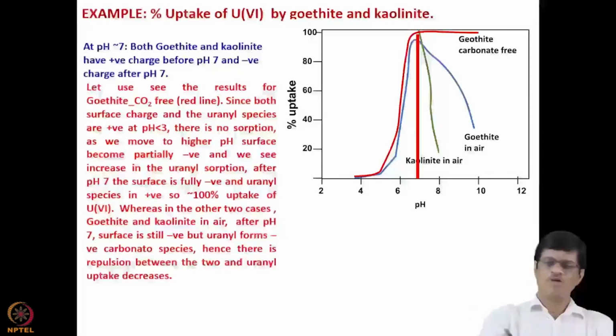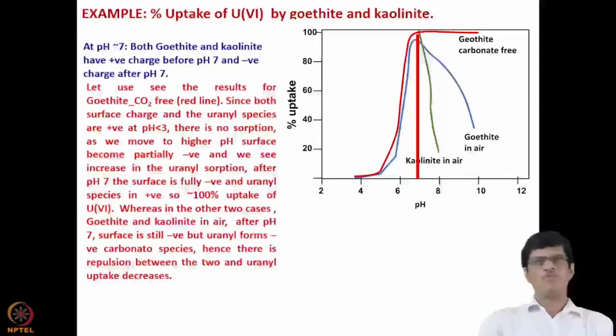Initially there will be no absorption of uranyl ion, but subsequently, with increasing pH values, there will be uptake of this uranyl ion because of the hydroxy species, and definitely it will increase and go up. Even after pH 7, you get nearly 100% uptake of the uranyl ion.